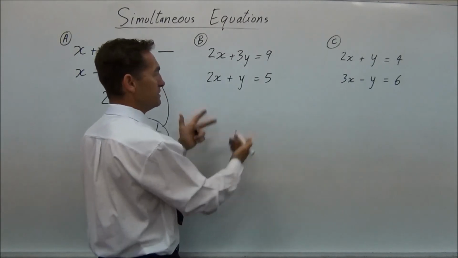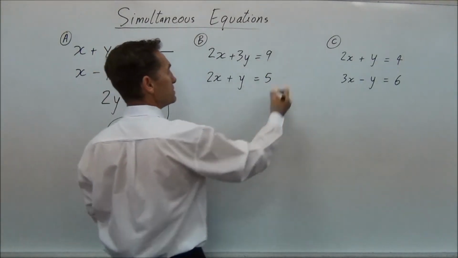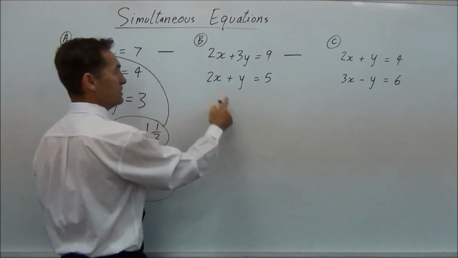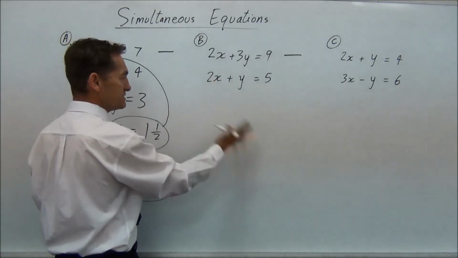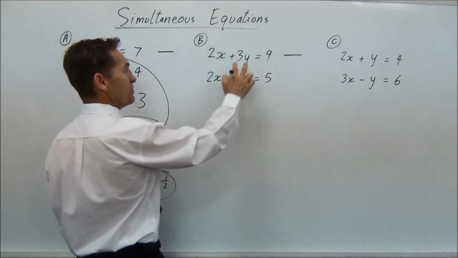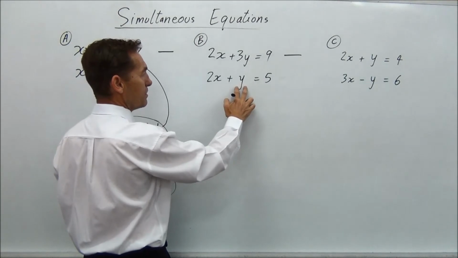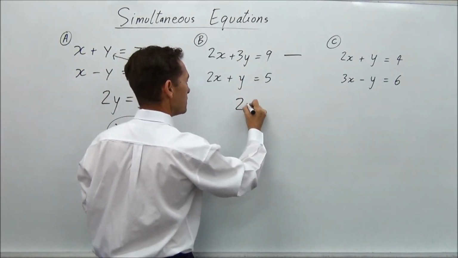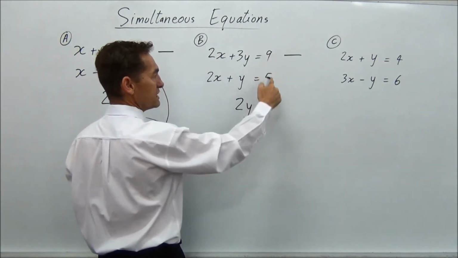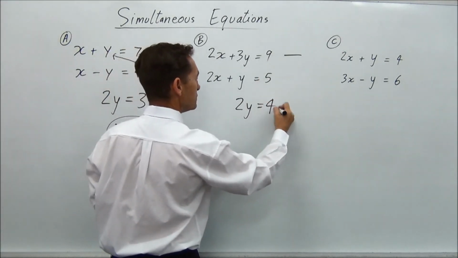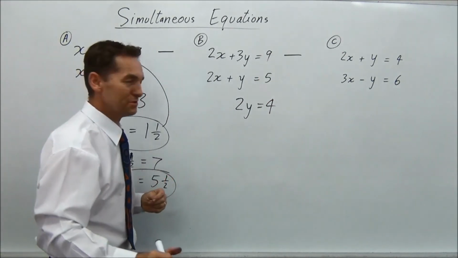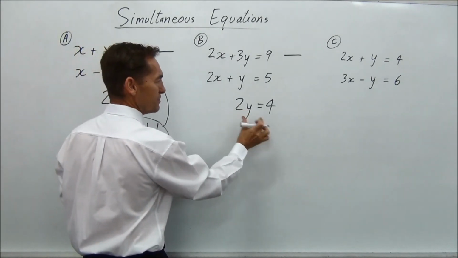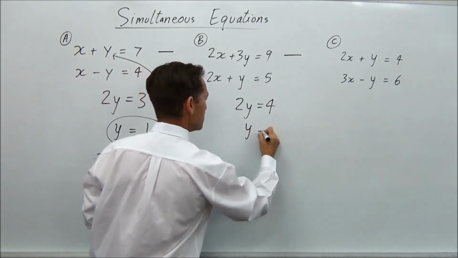Okay, we're going to do the same thing. We're going to do a big subtraction. Put a big minus sign. 2x, take away 2x is nothing. It's all gone. 3y, take away y. Now this time you've got pluses. 3y, take away y is 2y. 9, take away 5 is 4. And this time it's going to work out quite nicely. Divide by 2 on both sides and we get y equals 2.